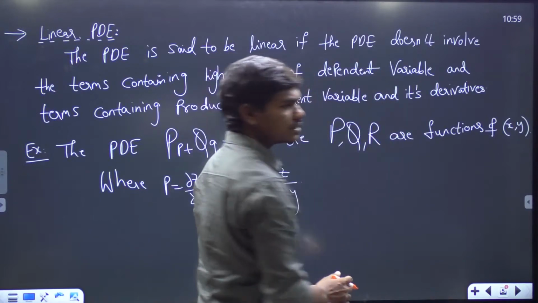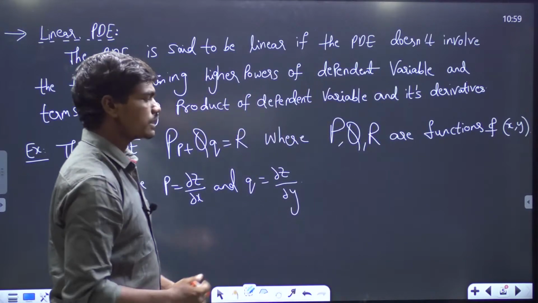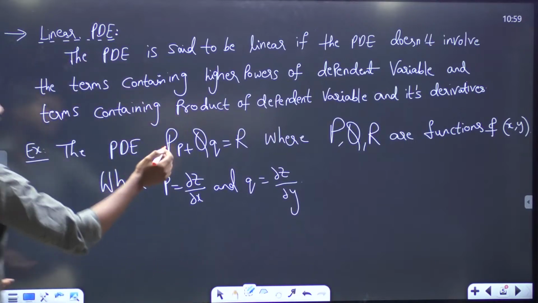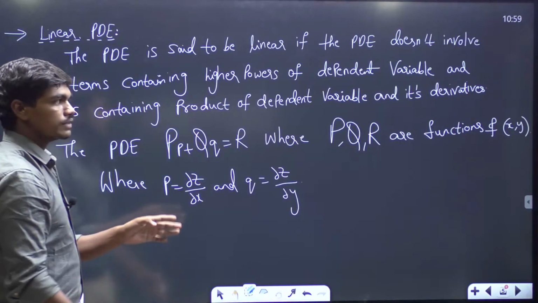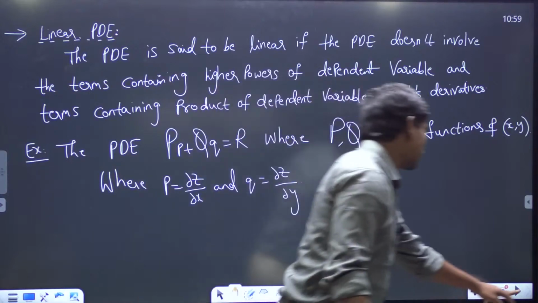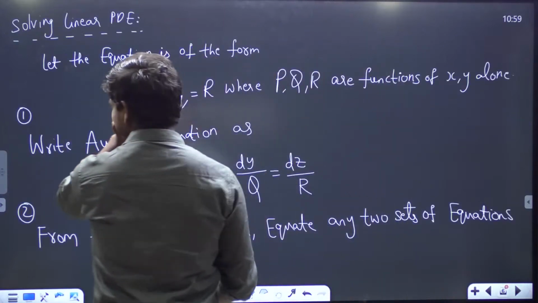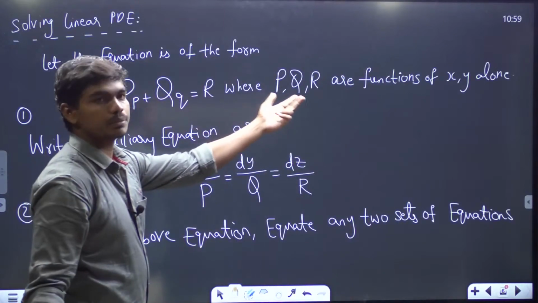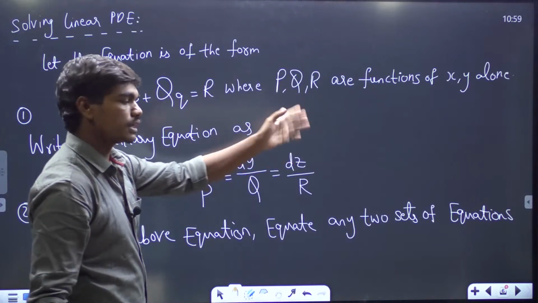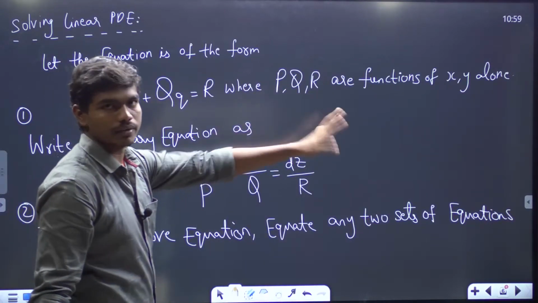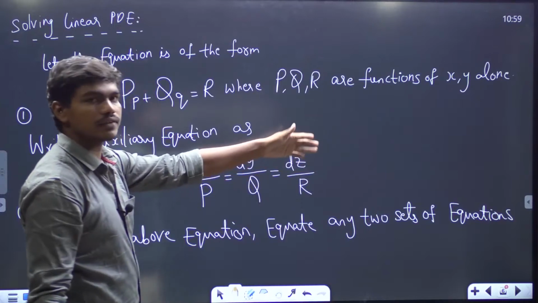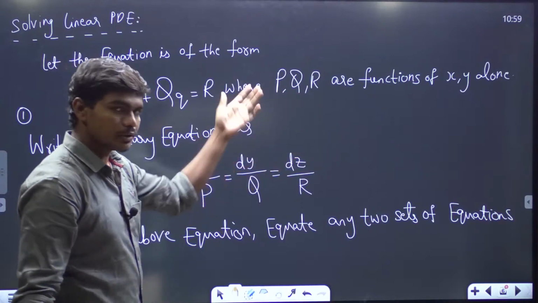So this procedure is in general valid for solving nonlinear equations also. For example, if you consider writing this auxiliary equation for solving a linear PDE, I wrote this whenever P and Q are functions of x, y alone. But generally, when P and Q are functions of x comma y comma z, which means the equation is also nonlinear, you can still use this methodology.